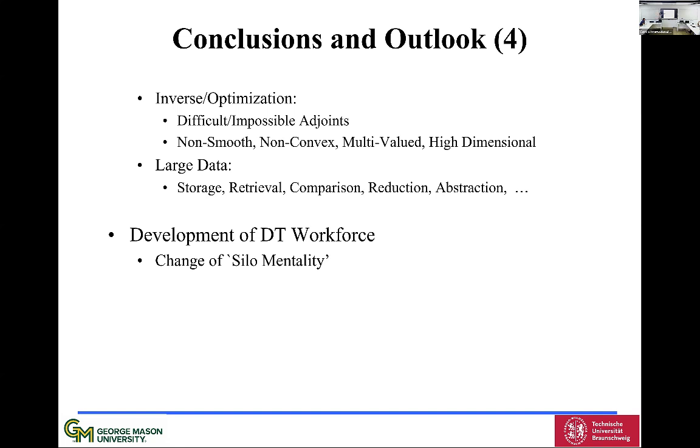Then the other part that I showed in the convergence curves: these are non-smooth, non-convex, multi-valued, highly dimensional problems. If you have a million elements, you're optimizing a million parameters. This is not your standard little problem. These are big problems. Okay?